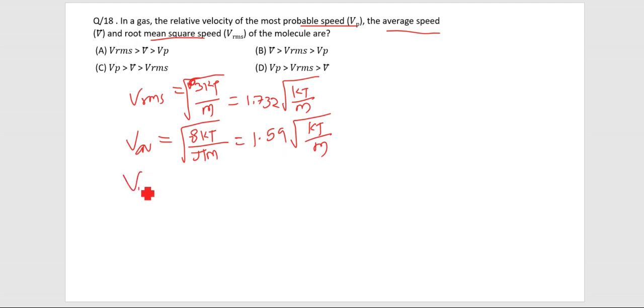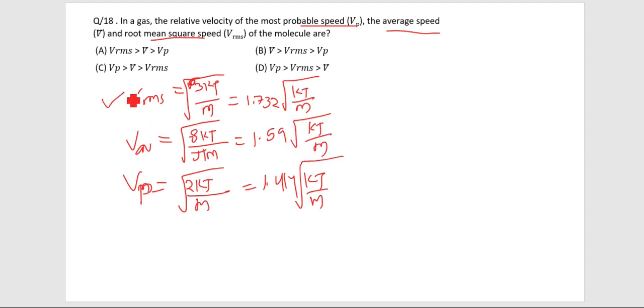So our most probable speed, which is written as Vp, is root over of 2 kT by m. So it is 1.414 root over of kT by m. So if I see, VRMS is the largest, then V average, then Vp, which is option number A.